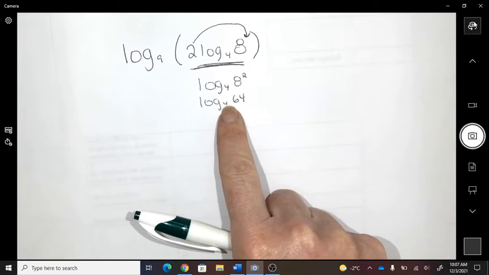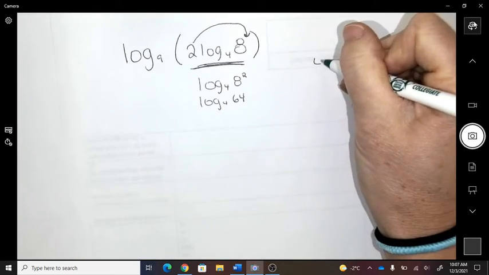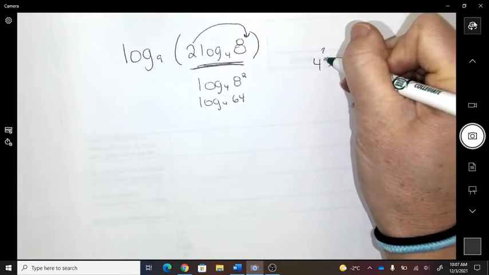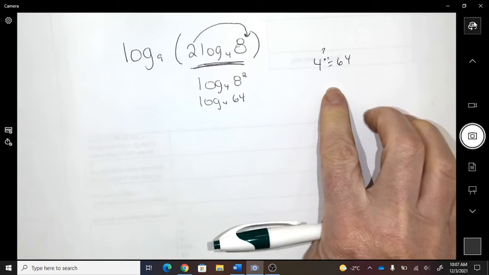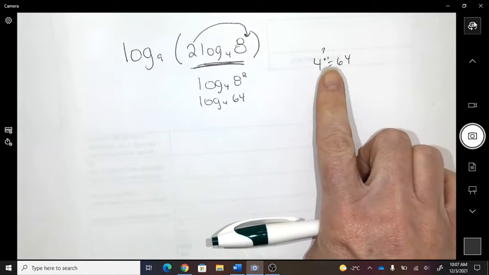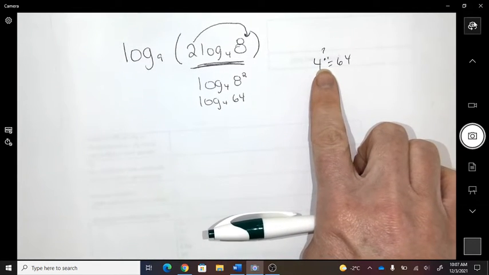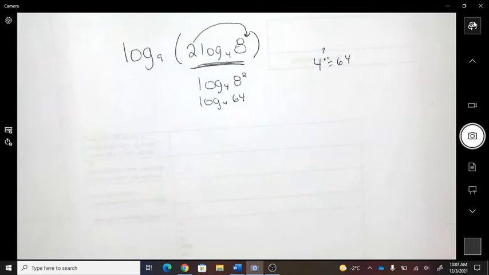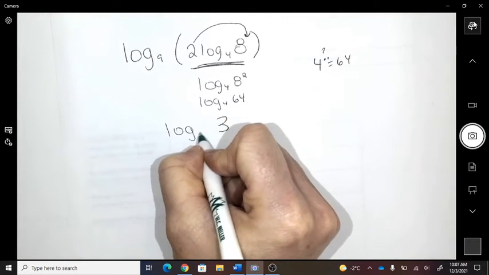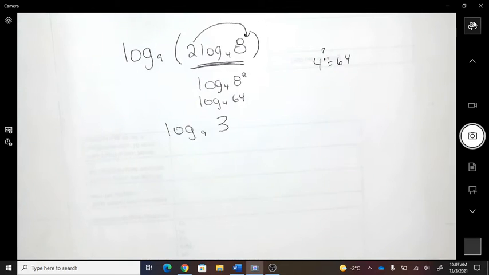The base was 4, so this is just what your brain is thinking. I need to know that exponent. Did you think 3? That's 3. Okay, so now I still have to do log 9 of all that.